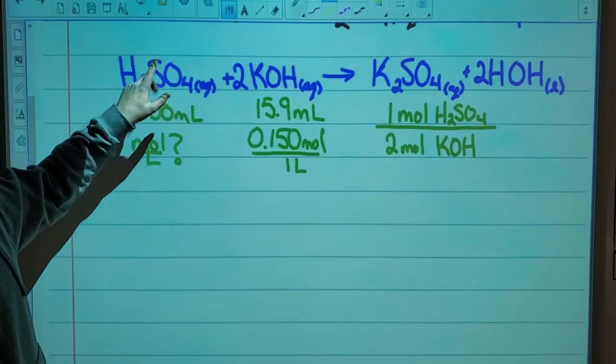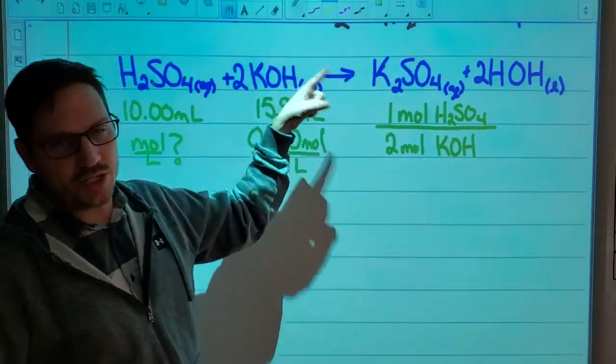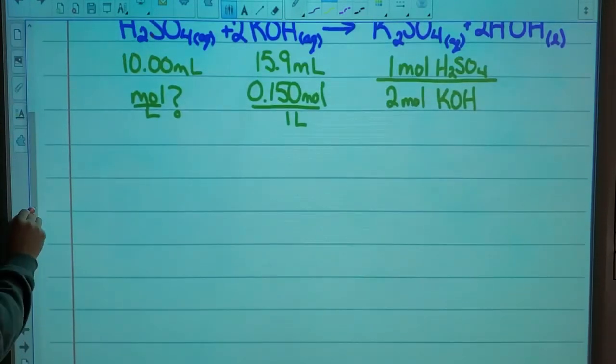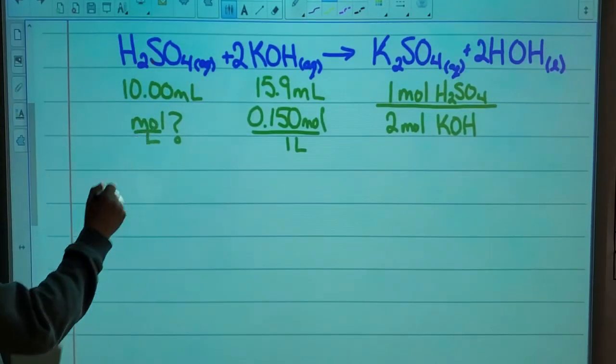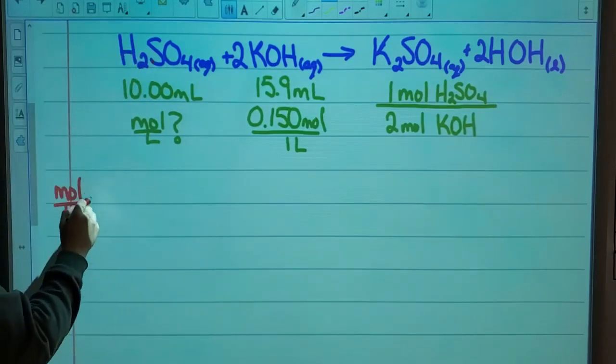So now let's try and do our unit analysis. We have the information for this substance, we have the information for that substance, and we have our molar ratio that converts between the two. So let's do our unit analysis. What are we looking for? We're looking for the moles per liter, concentration in moles per liter of H2SO4.